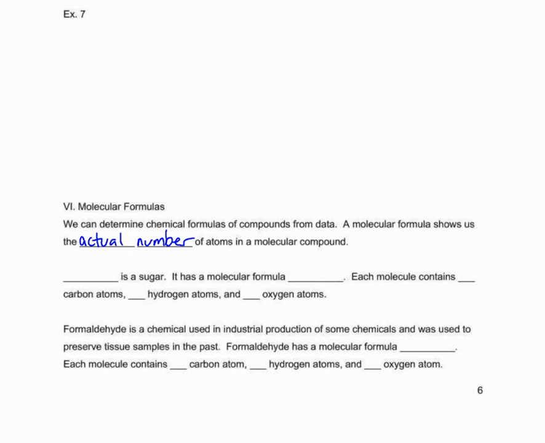For example, if we look at glucose. Glucose is one that you came across in your biology class. It has a specific chemical formula, C6H12O6. And just looking at this molecular formula, we see that there are 6 carbon atoms, 12 hydrogen atoms, and 6 oxygen atoms.